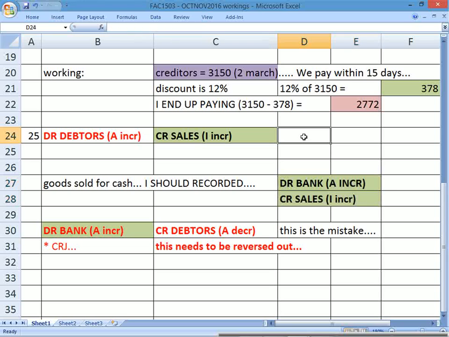Right, so debtors, asset increase, plus 7530. Sales, income increase, plus 7530. Save. And that's it. 24 marks later, and that didn't take us 29 minutes. It took us 25 minutes, and that's even explaining it. So there is enough time in the exam. You just need to work carefully. You need to work accurately.